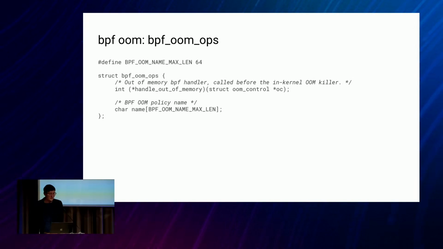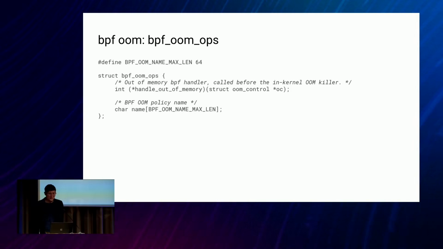And the idea here is that if it returns 0, the kernel falls back to the default OOM killer. It just means that it didn't manage to free up some memory. And if it returns 1, in theory the kernel is free to bypass the actual OOM killer and just return.